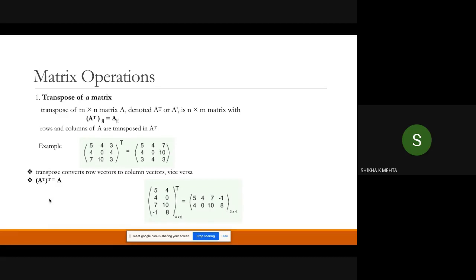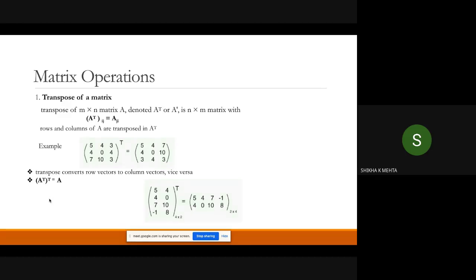Here we can see a matrix A which is a square matrix, but it can be of any size. It is not necessarily a square matrix. Let's say this is the A matrix. When we take the transpose of this matrix, we convert the rows to the columns. So here the first column is converted to the row. In the first matrix, 5, 4, 7 is one column. In the second matrix, it becomes the row.